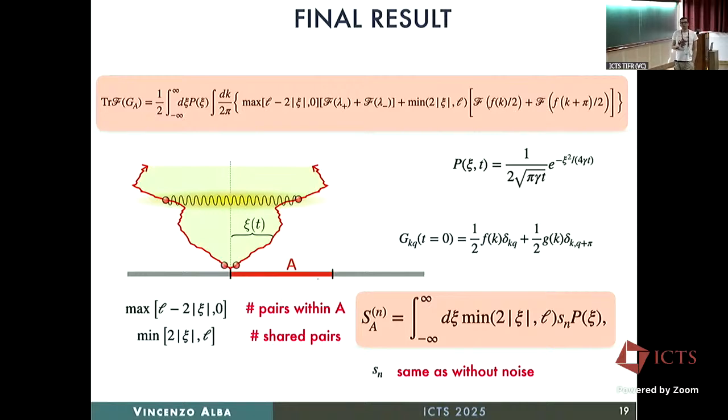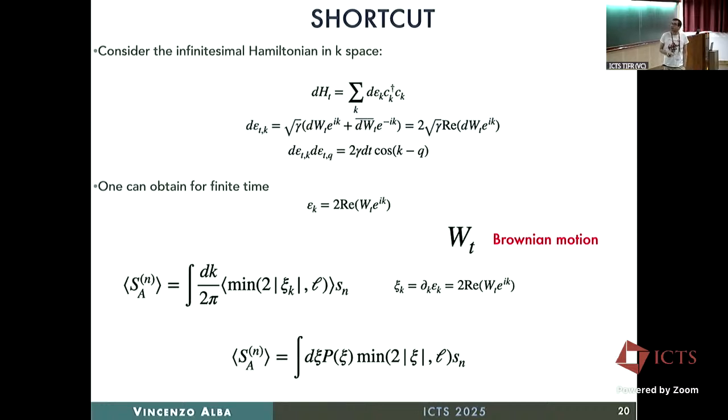Now, you know, we suffered through this calculation, but then, as usual in life, you discover there is a shortcut, okay? And the shortcut is the following. Since ν is equal to 1, the noise is homogeneous, I can take the Fourier transform from the very beginning, and then I have a dε_t(k), which is given by this. And then I can integrate, and then I get ε_k, which is two times the real part of W_t e^{ik}, where W_t is a complex Brownian motion.